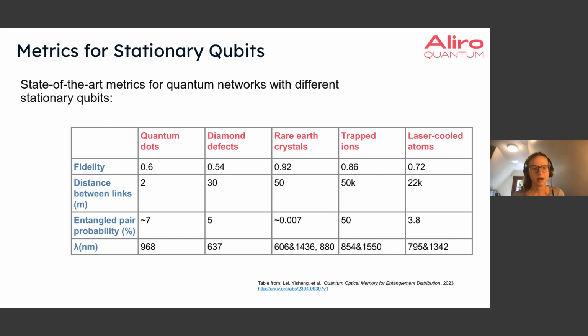So from this table, we can see that there are varying fidelities that have been achieved, widely varying link distances that have been achieved, and also varying entangled pair probabilities that have been achieved for some of these different platforms. We can also see that the wavelengths that correspond to the different platforms or different types of stationary qubits are mostly around the visible and infrared range.